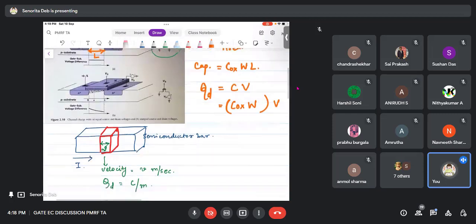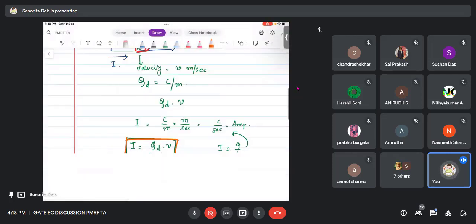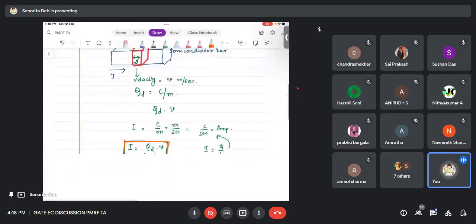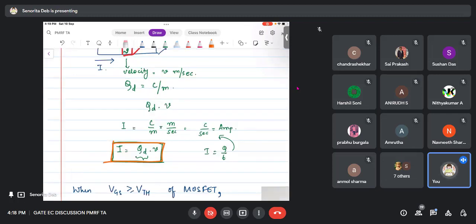So we were just seeing a semiconductor bar, and we saw that the current in the semiconductor bar, in a V meter length, I should not say cube, is given by QD into V, where QD is charge density denoted as charge per unit length, and V is the velocity, that particular distance per unit second, and if you multiply it, you will get the current from that particular V meter distance. Okay, so we are going to use this to find the charge of the MOSFET.